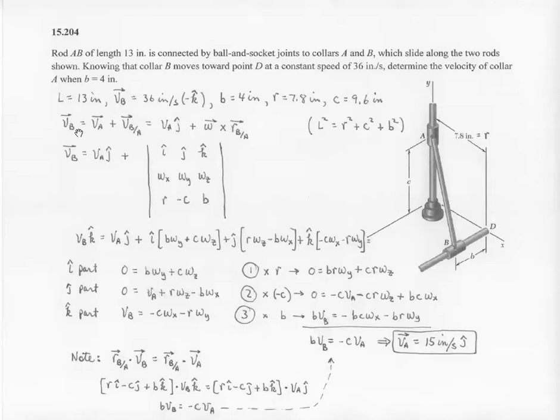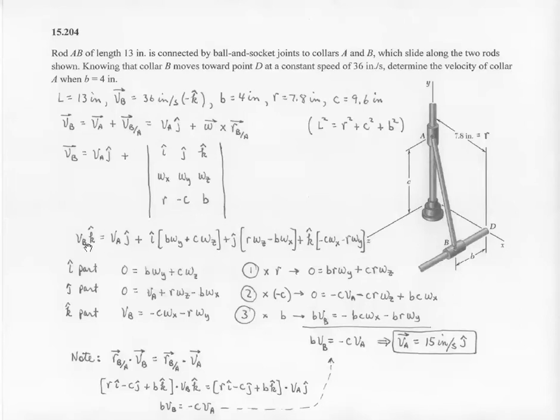So the velocity of B is going to be expressed as the velocity of A plus the velocity of B with respect to A. The velocity of A is in the J direction, and the velocity of B with respect to A is omega crossed into R sub B/A. So V sub B can be expressed as V sub A J plus omega crossed R sub B/A, shown here in matrix form with your IJK unit vectors, omega X, omega Y, omega Z, and then your R sub B/A is R in the I direction minus C in the J and plus b in the K. So there are those terms.